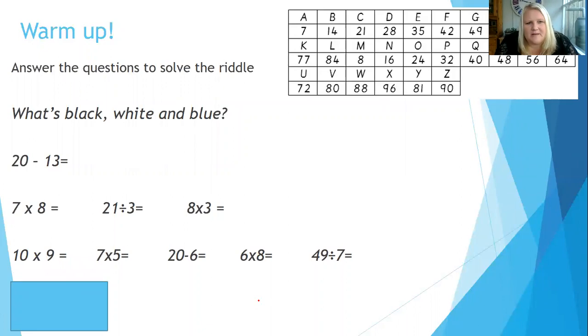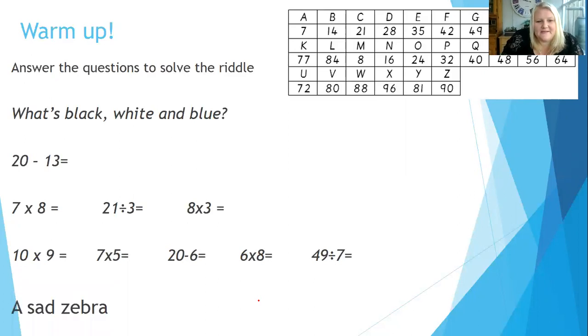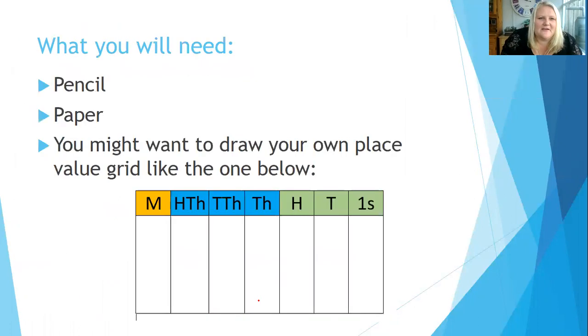So what's black, white and blue? Pause the screen. And when you're ready, unpause and shout me the answer. Okay, so what's black, white and blue? It is a sad zebra. Oh, get it? Good? No? We'll see. Right, let's get going.